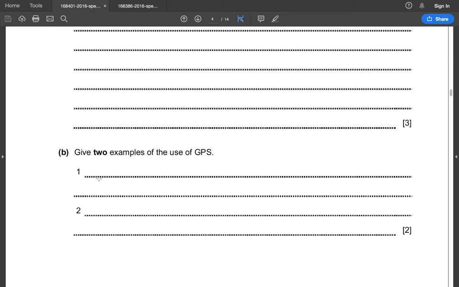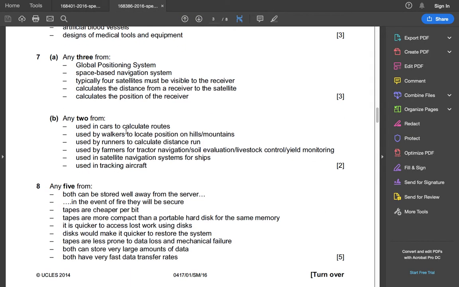So two examples are number one navigation. Number two is, what's that again? Number one is navigation. Number two is tracking exact position. So car to calculate routes, used by walkers to locate positions. Satellite navigation systems, tracking aircraft.